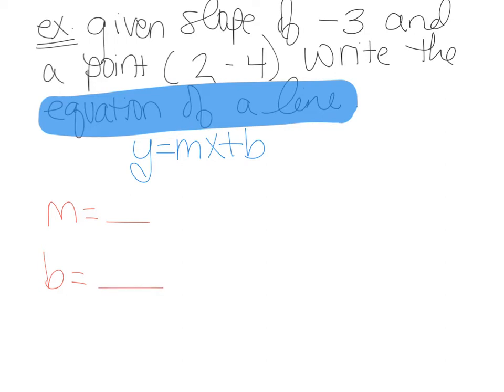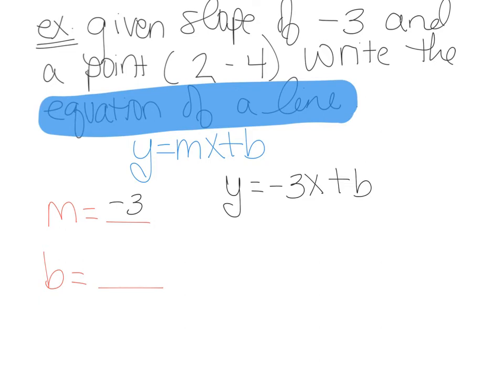Okay? So, let's take a look at this problem. Given a slope of -3 and a point of 2, -4, write the equation. Does this problem tell me anything about m? Well, yeah, it tells me m is -3. Does this problem tell me anything about b? No. So I got to write what I know. So I have y equals -3x plus b.